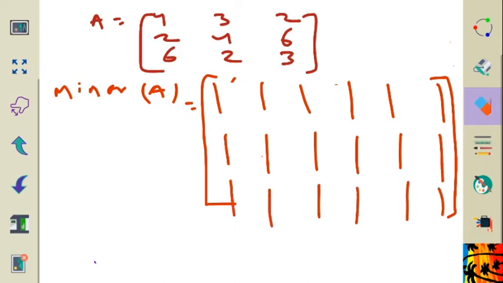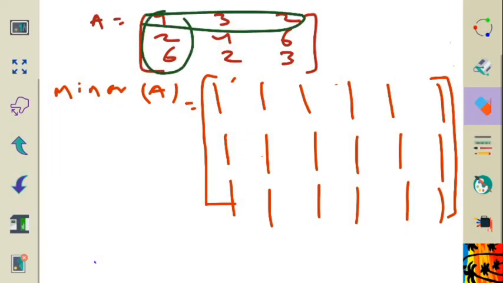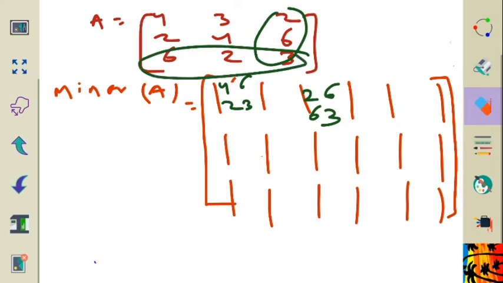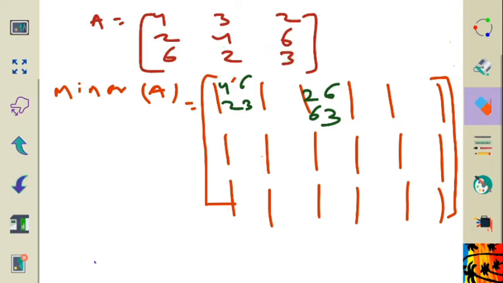Then for that, you remove this row and this column, then you write the remaining things. So this will be 4, 6, 2, 3. Similarly, you remove this row and this column. So what will be left? This will be 2, 6 and 6, 3. Similarly, you remove this row, this column and this row, then you write the remaining things. This one will be 2, 4, 6 and 2.